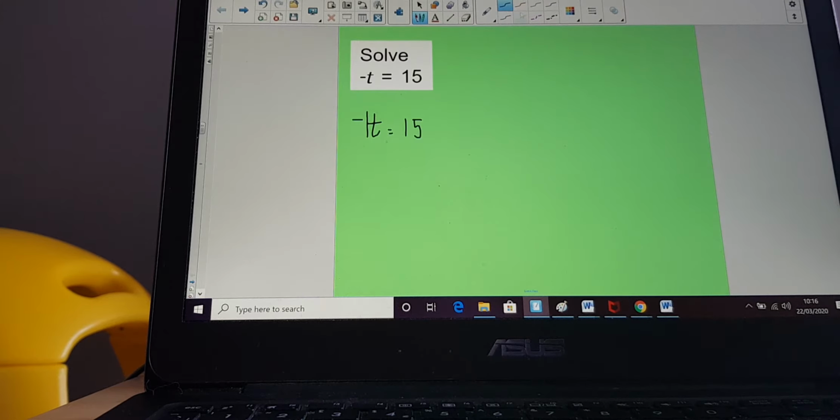So I ask myself, what's happening to t? It's being multiplied by negative 1. Therefore, I divide by negative 1. Whatever I do on one side, I do on the other. That's going to leave me with negative 1 and negative 1 cancel, leaving me with t. Positive 15 divided by negative 1 is negative 15. Okay.